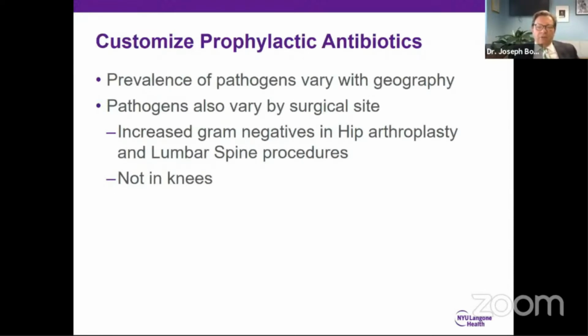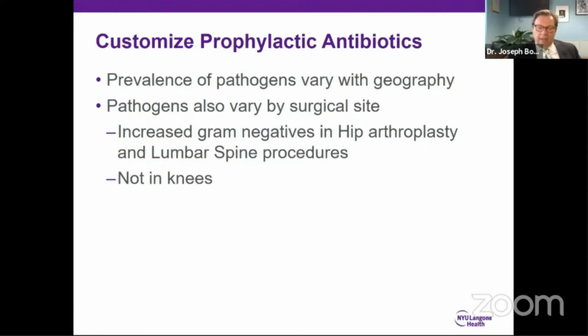And then we also looked at prophylactic antibiotics, right, and customizing it, because the biome, the infecting pathogens, are not the same in Jaipur as they are in New York City, right? So they do change with geography, and they also change by surgical site. So the amount of gram-negative infections in hip replacements is much more than it is in knee replacements. The same thing for spine, because the spine is by the perineum, so you get a lot more gram-negative infections in the spine and the hip than you do in the knee.